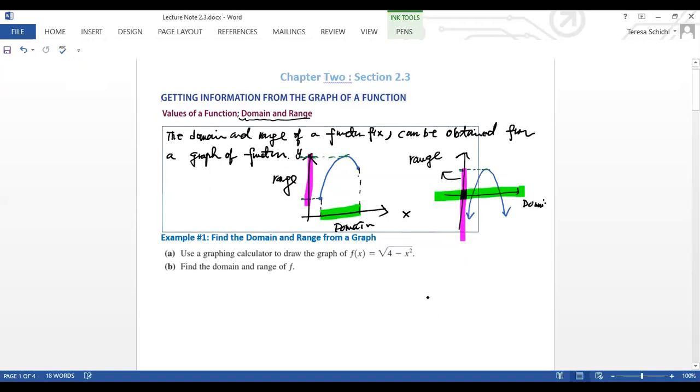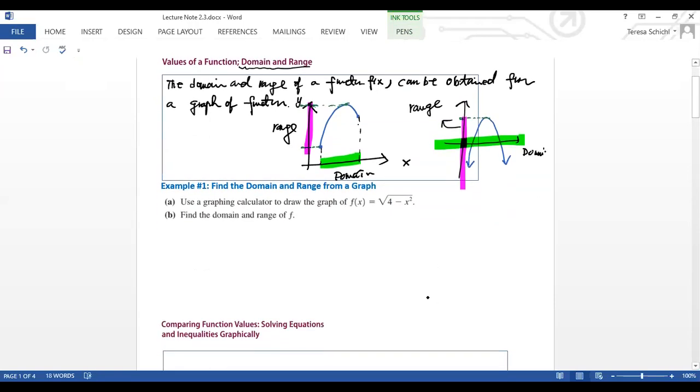Let's take a look at the first example. Using a graphing calculator, draw the graph of f of x equals 4 minus x squared, then determine the domain and the range.